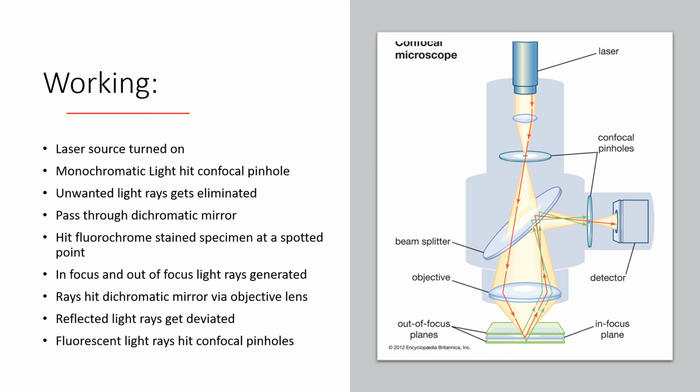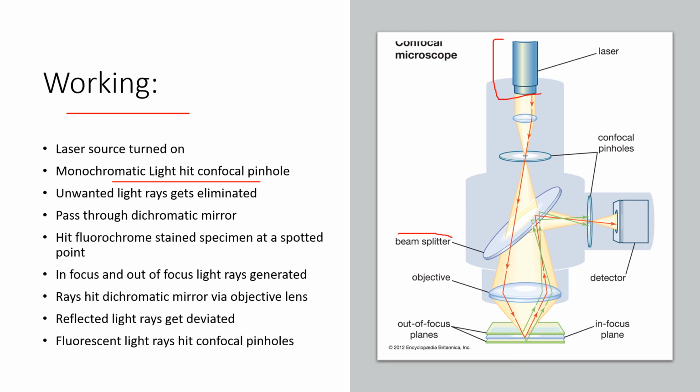See, the laser source is turned on. Here your laser source is turned on. Monochromatic light hits the confocal pinhole. To ensure that only monochromatic light hits our specimen, we use these confocal pinholes. So these pinholes ensure that even if another kind of wavelength is coming through the laser, it will be eliminated before reaching the specimen.